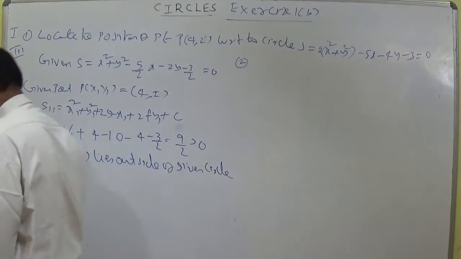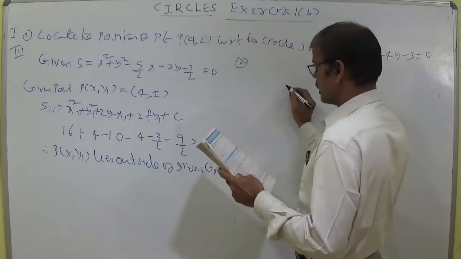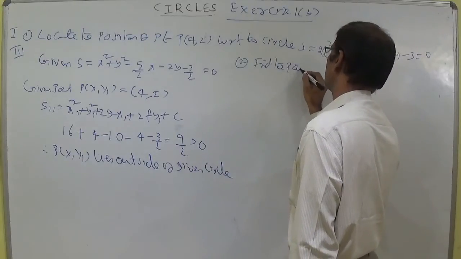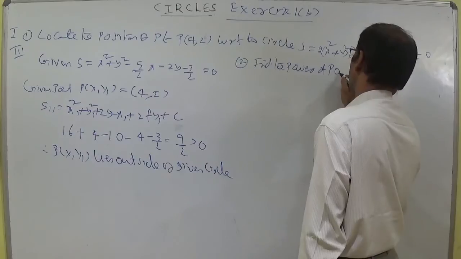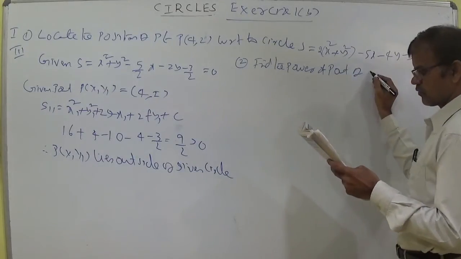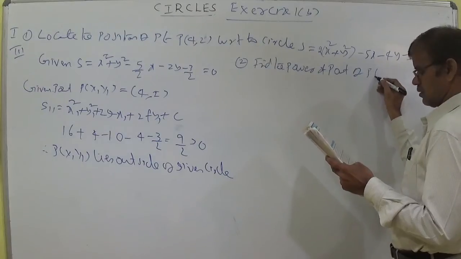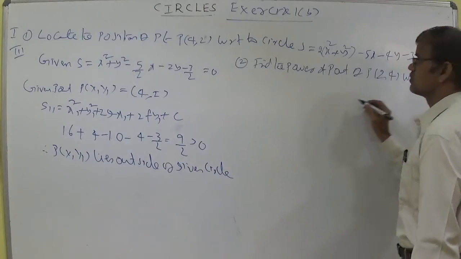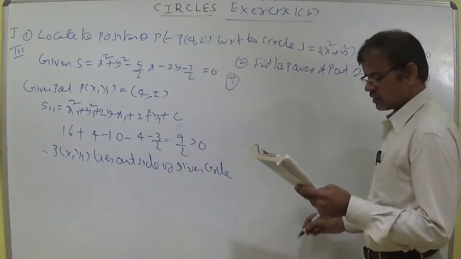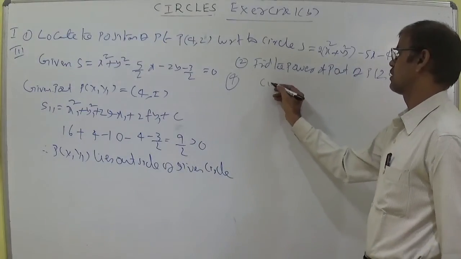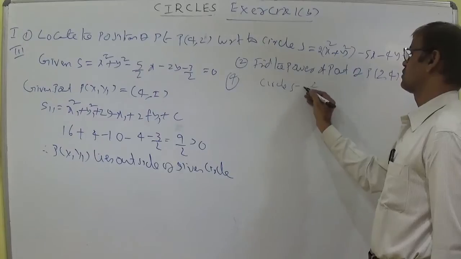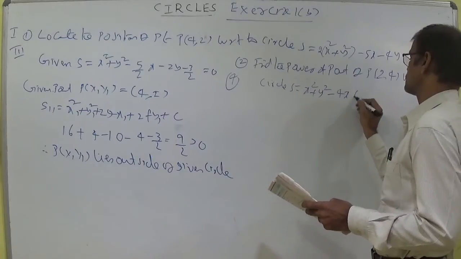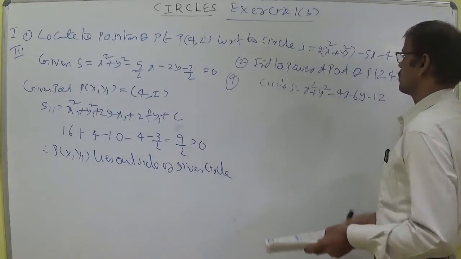Next, power is being asked. Find the power of the point P(2, 4) with respect to the circle. This is the fourth one. With respect to the circle, it is given as x square plus y square minus 4x minus 6y minus 12.